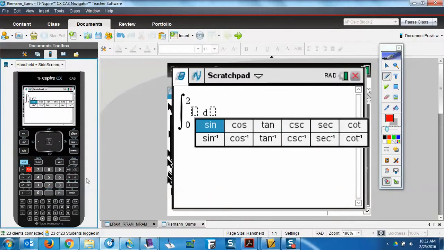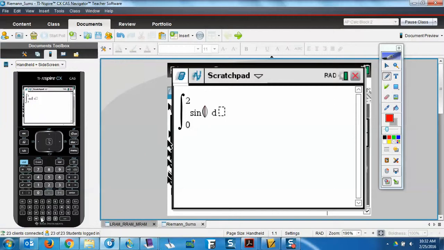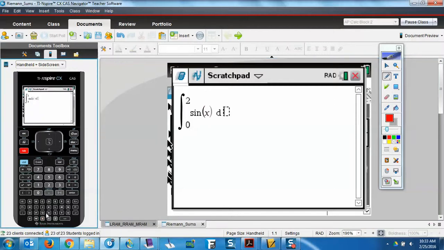We could all do this one on our own, right? We could do the antiderivative of that. And look what the calculator does. It gives you an exact answer. Why? Because it was able to do an antiderivative.